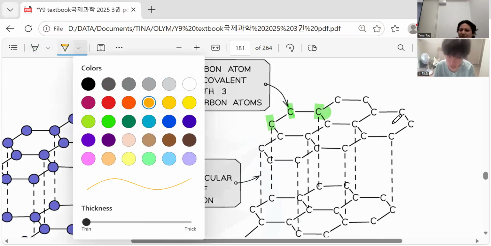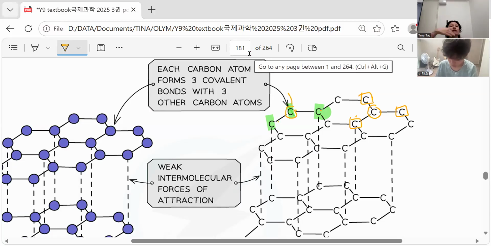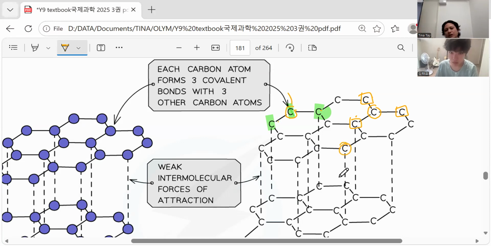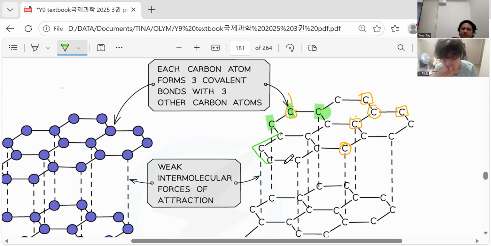So this one, for example, this carbon is connected to three. Can see it? One, two, three. This carbon is actually also connected to three. This is one, this is one, two, and then another one is on the other side lah, because it goes on and on and on. And then this carbon is also connected to three. One, two, and then another one in front. So if you look at the shape, this is a hexagon, right?